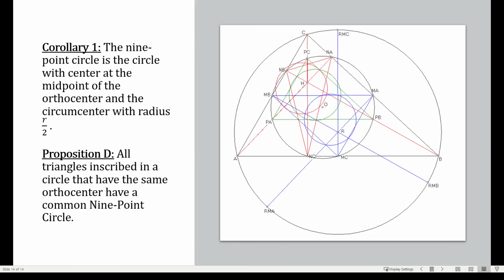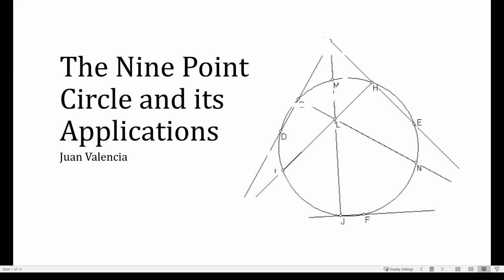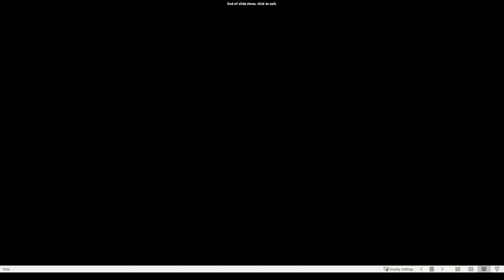Hence, by corollary 1, the 9-point circles of the medial triangle, the orthic triangle, and the triangle created by the midpoints of the orthocenter and the vertices will have a radius that is r/4, so they all have the same radius. Since the radius of the 9-point circle of the triangle ABC is equal to r/2. This concludes the proofs and applications of the 9-point circle. Thank you for your time.